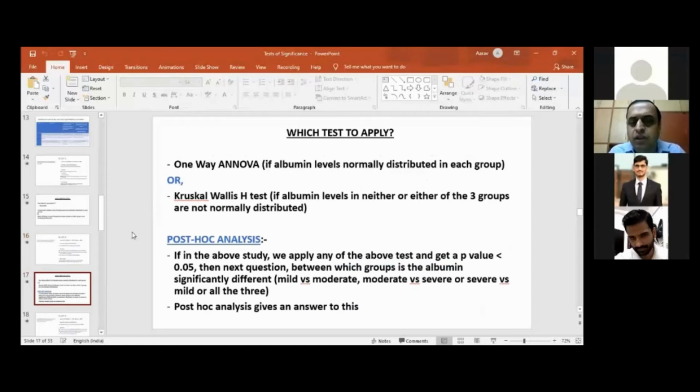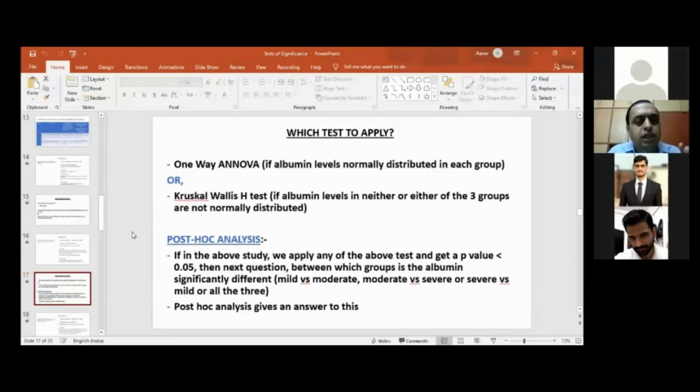Now, if the albumin levels are normally distributed in each group, mild, moderate, severe, then he has to use one-way ANOVA. But if the albumin levels are not normally distributed in either of the groups or in all the three groups, then he has to use the Kruskal-Wallis H test. So that is how an approach to a significance test has to be done.